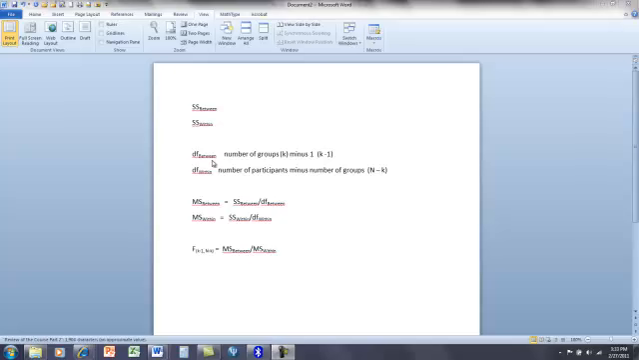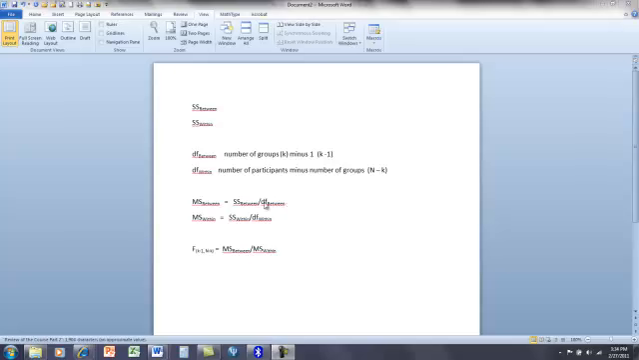And we have degrees of freedom between, which is simply the number of groups minus 1. K minus 1, so if there are 3 groups, the degrees of freedom between is going to be 2. Then we'll find degrees of freedom within, and that's the total number of participants in our study minus the number of groups, and we call this n minus k.